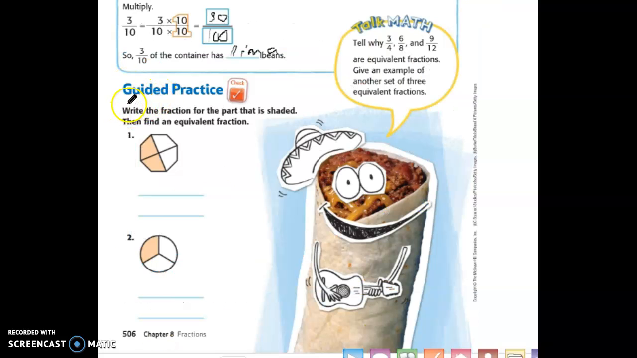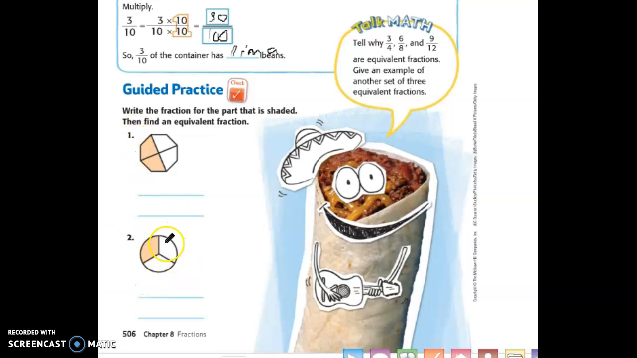Okay, now on the guided practice it says, write the fraction for the part that is shaded, then find an equivalent fraction. So that's why they've given you 2 lines. You're showing the fraction that is here and an equivalent one. And hopefully this one goes really quick because we've done this a bazillion and 2 times in class.